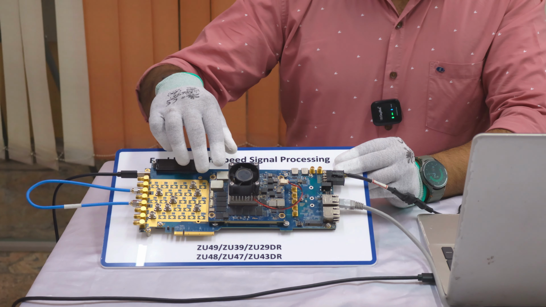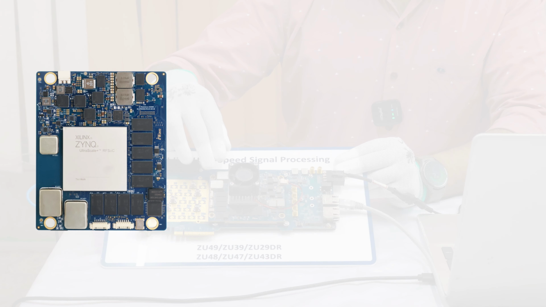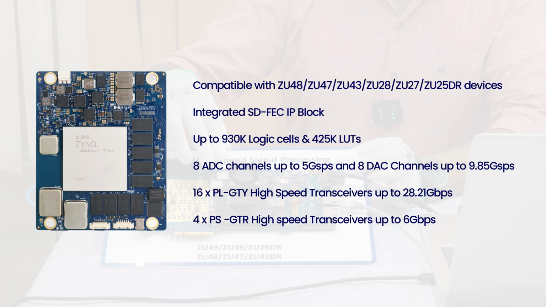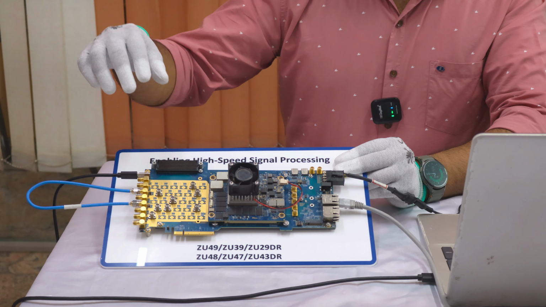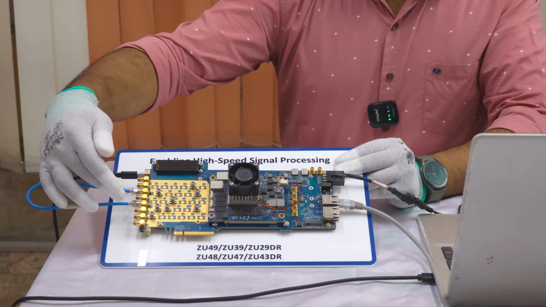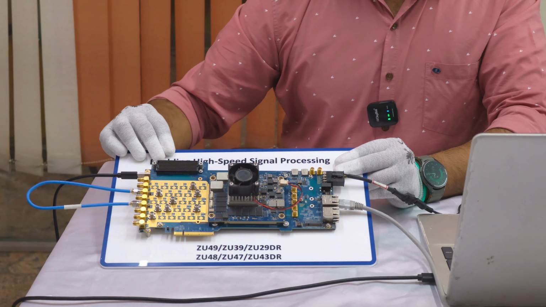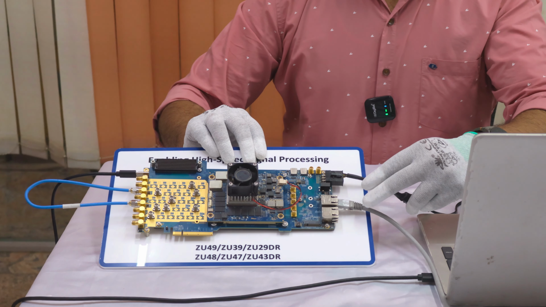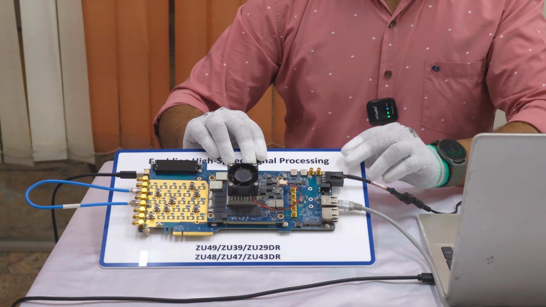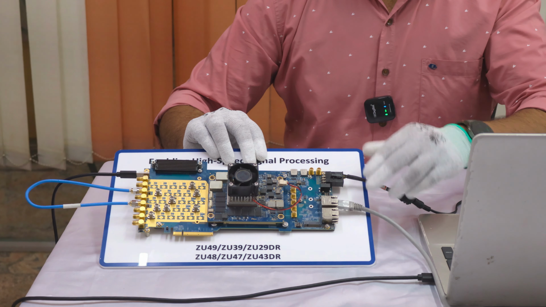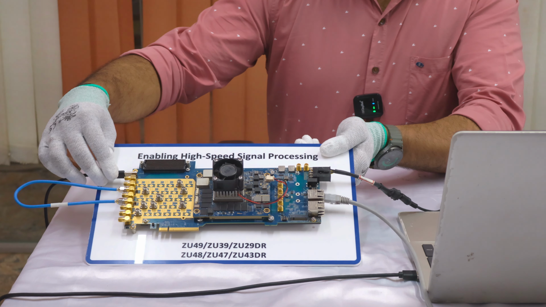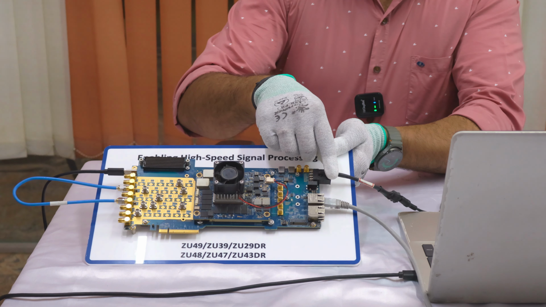Here we are using the ZU47DR SoC, which is mounted on the PCIe carrier card. For the RF section, we have DACs and ADC connected in a loopback configuration. We also have two Ethernet ports, ETH0 and ETH1. For this demonstration, we are going to be using the ETH1 port. We also have the Type-C debug port and the power connector.